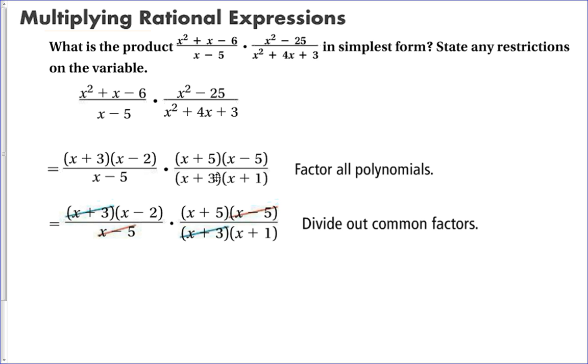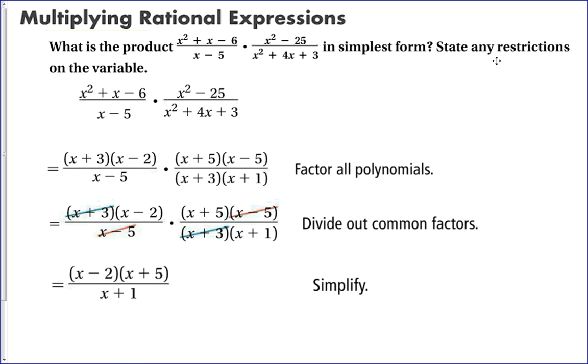Okay? Of course, you couldn't cancel them out if they were both in the bottom, but if you have the same thing in the top and the bottom, go ahead and cancel it out and get rid of it. Okay? And then once you get everything canceled out, rewrite it in simplest form. Okay, so we have an x minus 2 left, we have an x plus 5 left for the top, and then in the bottom all we have left is an x plus 1.